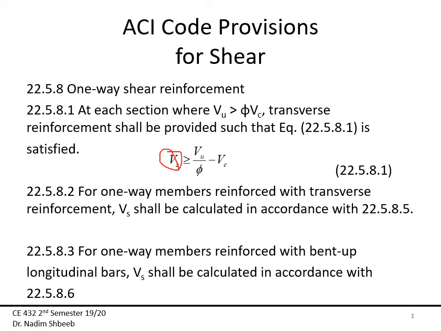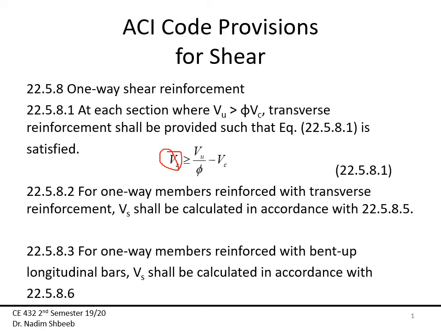Okay, so it says here, at each section where V ultimate is larger than 5 Vc, transverse reinforcement shall be provided, which means that if V ultimate is larger than 5 Vc, I need Vs. And Vs is going to be simply V ultimate divided by 5 minus Vc. Okay, and from that I can find the value of Vs.